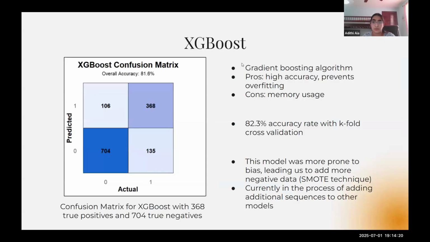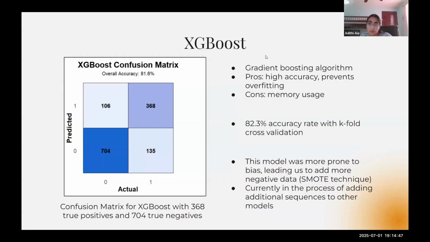And then we have our XGBoost model. XGBoost is a gradient boosting algorithm that combines the predictions of multiple decision trees together to get a final result. Some pros of it are that it does historically have a high accuracy rate, as stated in the IEEE paper that we used to select this model, and it also prevents overfitting, which Sathya explained before.